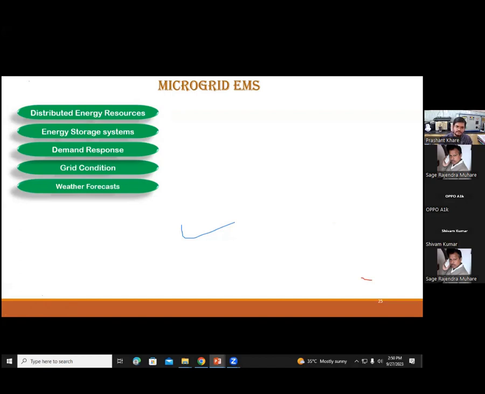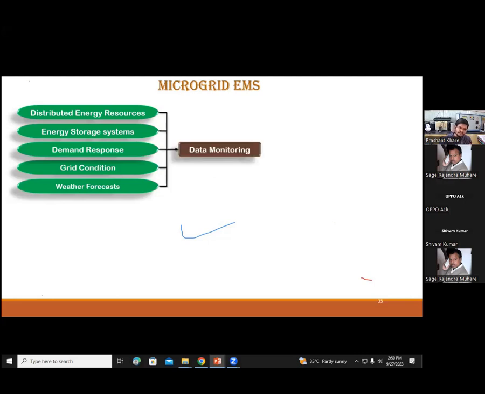Then weather forecast. Why weather forecast? Because weather forecast is very important in the case of renewable energy based distributed energy resources. Don't get confused: your DERs can be based on renewable energy or on fossil fuels. A small diesel generator we can also call a DER, distributed energy resource, but it is based on fossil fuels. We can call solar PV a DER also, and wind also. So these are the basic components when you are doing microgrid EMS.